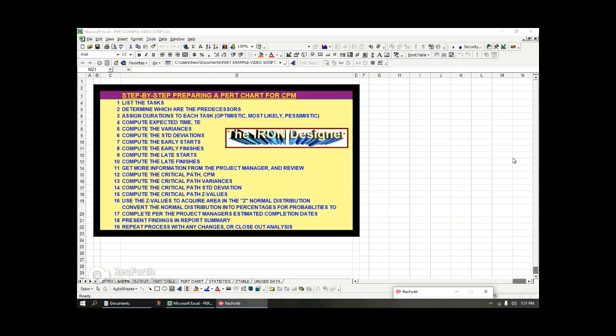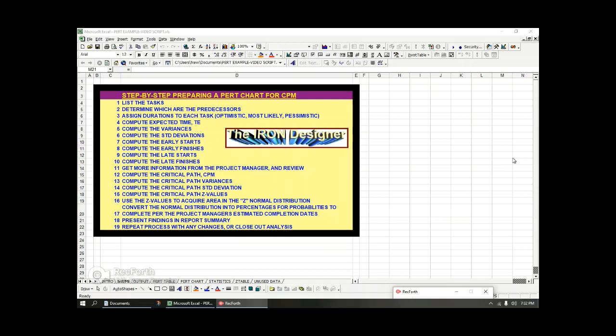Then number two, you're going to determine what the predecessors are. So some things need to be done before others, and some things need to get completed before other parts of the project can get going. And we call those the predecessors. The next thing you're going to want to do is assign durations to each task. So this is the most complicated part of doing a timeline chart or a Gantt chart, a PERT chart, or a CPM, is trying to figure out what the duration is for each task.